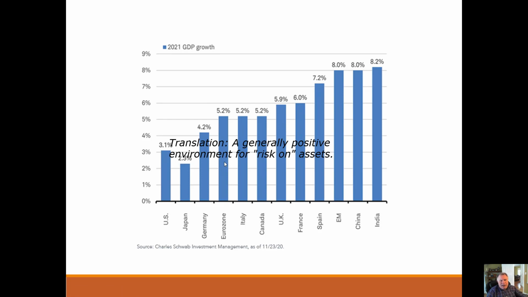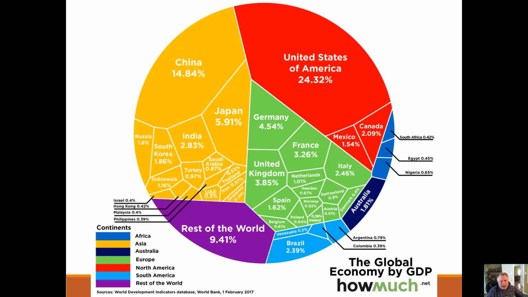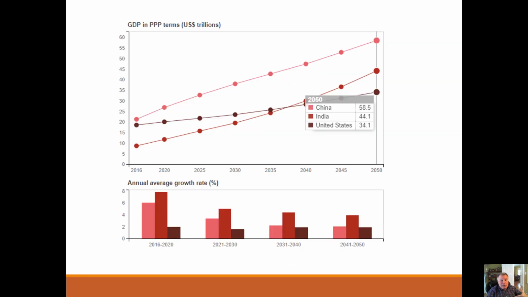Take that all within context. This is how the global economy breaks down. 24% the US, 15% in China. India today is only 3%, but it's growing incredibly rapidly. So we can see that we have 24% of the GDP, but remember, we only have about 4% of the world's population. So we control a lot more with a lot less people.